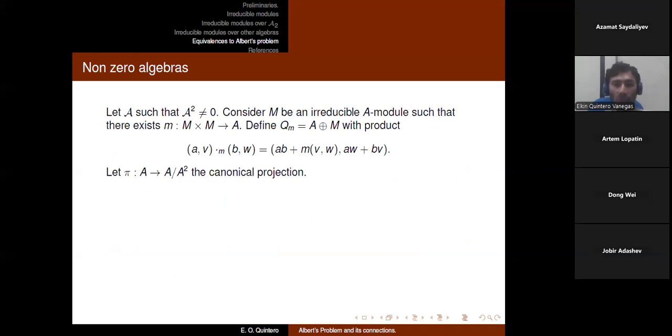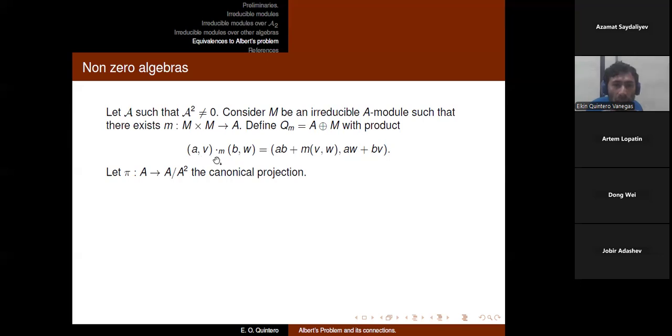And what about non-zero algebras? If we have an algebra such that A squared is not 0, consider first M an irreducible A-module such that there exists an application from M times M into A, and we define the algebra Q_M as the vector space A plus M, but the product now is the following.